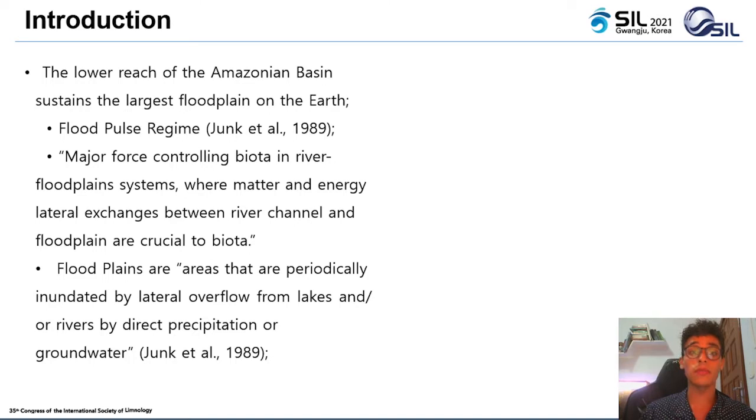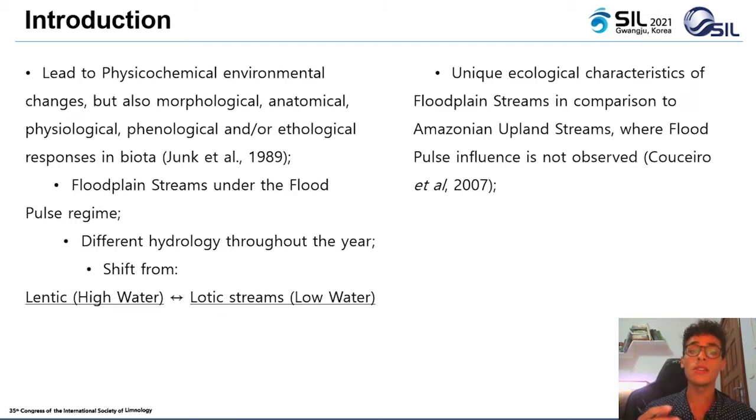We can understand floodplains as areas that are periodically inundated by lateral overflow from lakes and or rivers, by direct precipitation or groundwater. These changes in the water level because of the flood pulse lead to physical, chemical, environmental changes, but also morphological, anatomical, physiological, phenological, and or ethological responses in biota.